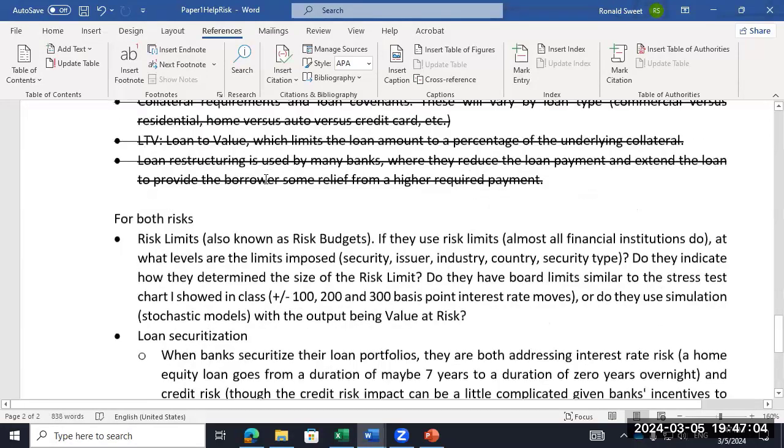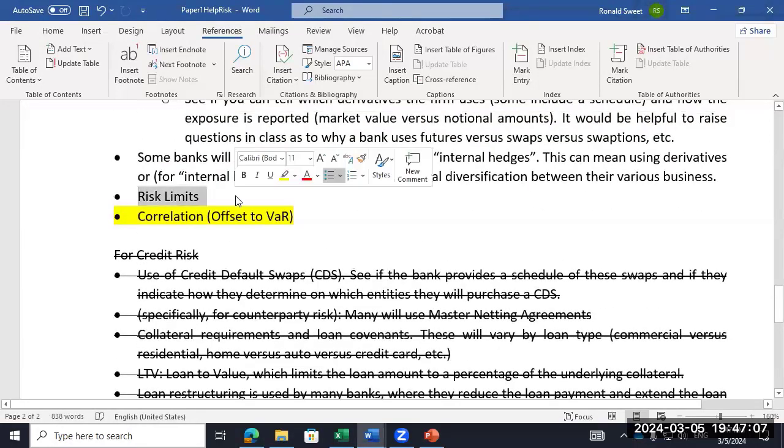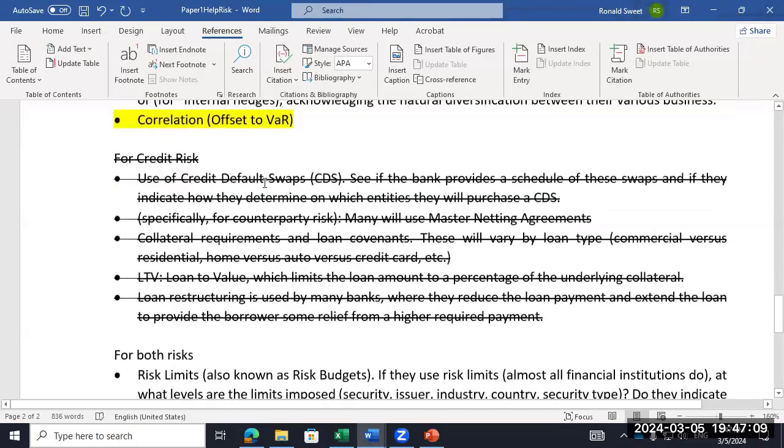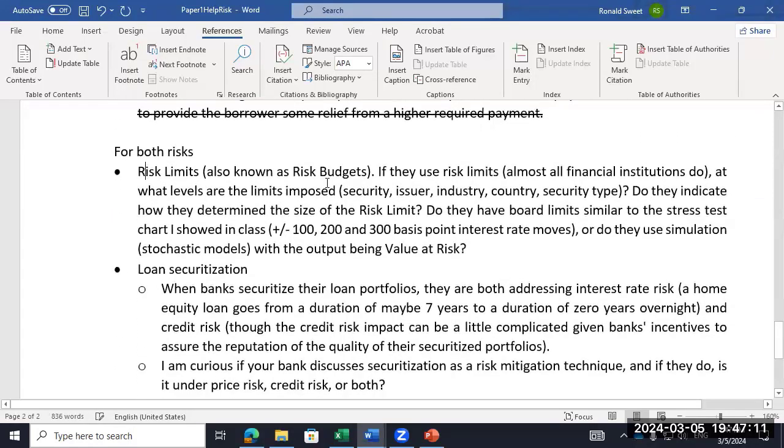Oh, there's risk limits. Yeah, it's in my for both list. So risk limits, risk budgets. Try to see where that is. Risk limits, you might actually even search on the word limits and see what comes up in the risk section.